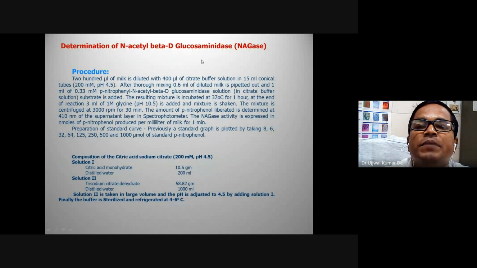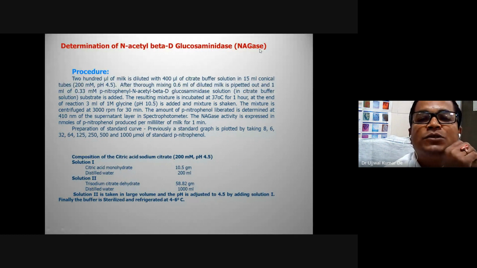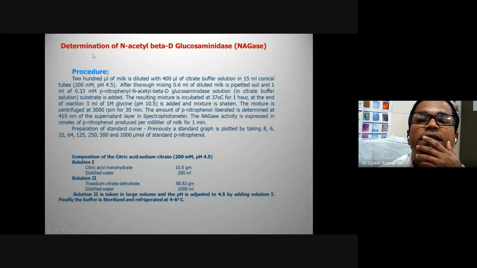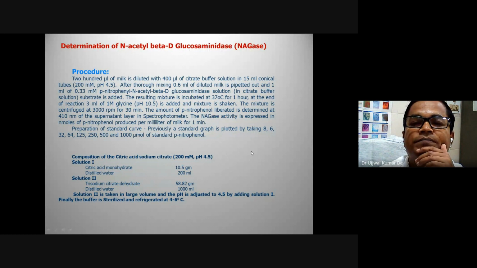Then N-acetyl beta glucosaminidase, NAGase, concentration you can measure in the milk. The source of NAGase is the leukocytes. So if there is more leukocyte infiltration in the milk in case of mastitis, these cells will produce more enzyme. So if there is a high concentration of NAGase in the milk, then you can say that this milk is from mastitis.